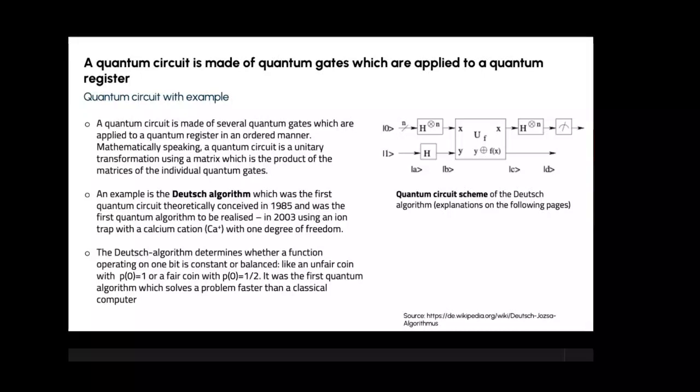Or from 0 to 1, or from 1 to 0, right? And so if it does this, so if it takes a 0 and always creates a 0, or if it takes a 1 and always creates a 1, it's like a coin with only one side.